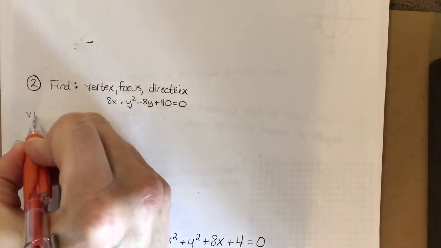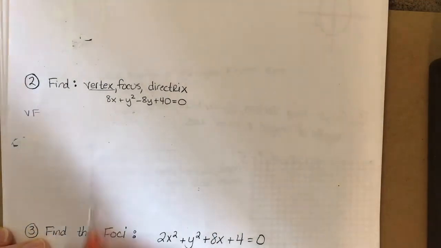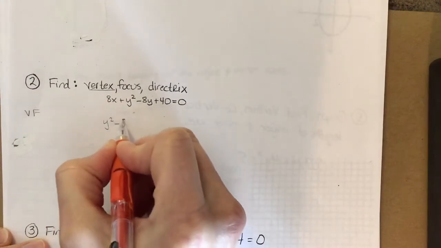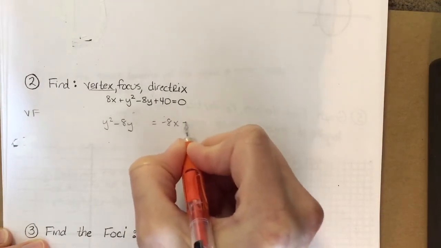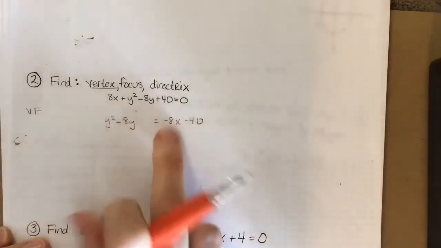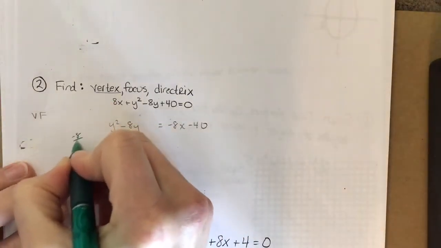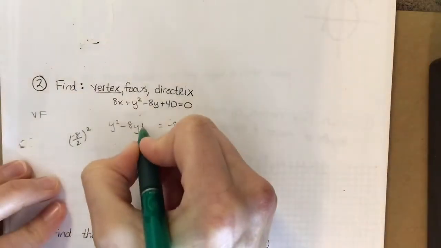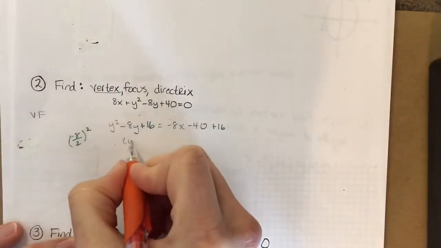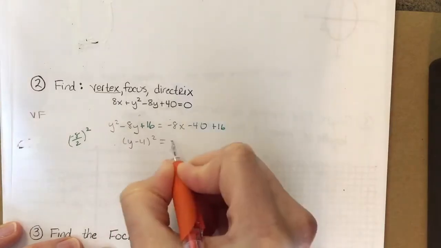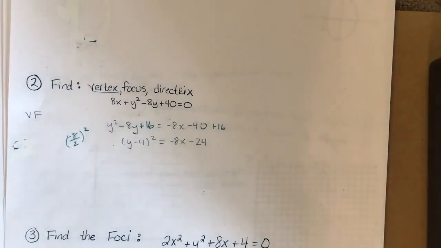So I'm going to put it in vertex form. That's the best way to find the vertex, I think. So what should I do? Well, I'm going to put my y squared, then minus 8y. Then I'm going to subtract 8x and minus 40. We're going to solve this for x. First, I got to complete the square. Let's take b, negative 8, divided by 2, negative 4, and square it. So I'm going to add 16 to both sides. Y minus 4 squared equals negative 8x minus what? 24, you got it. Now I'm going to solve for x.